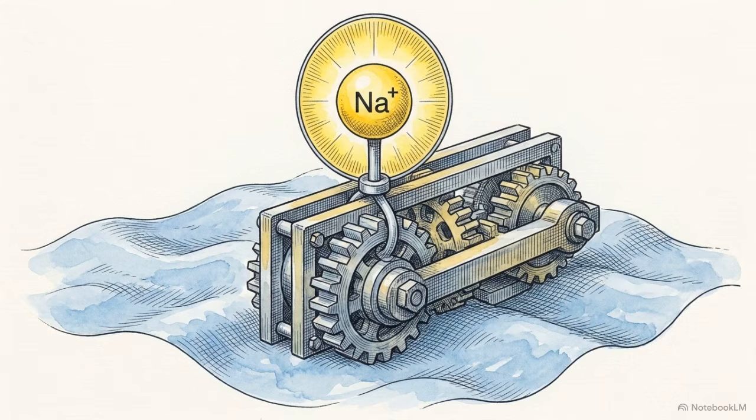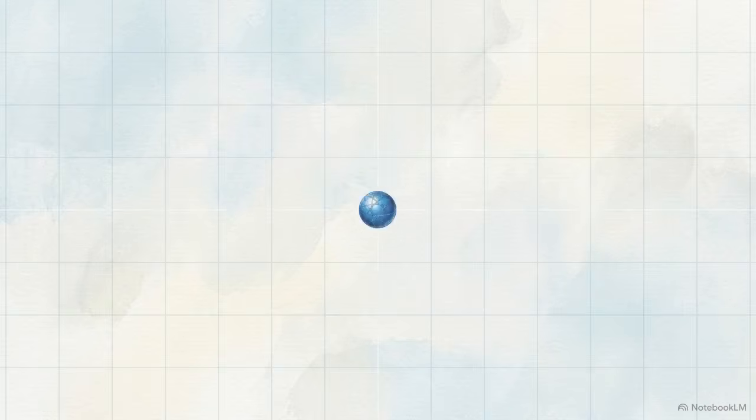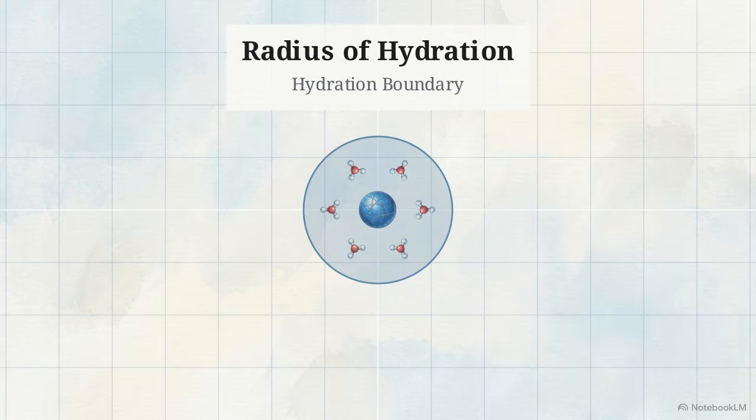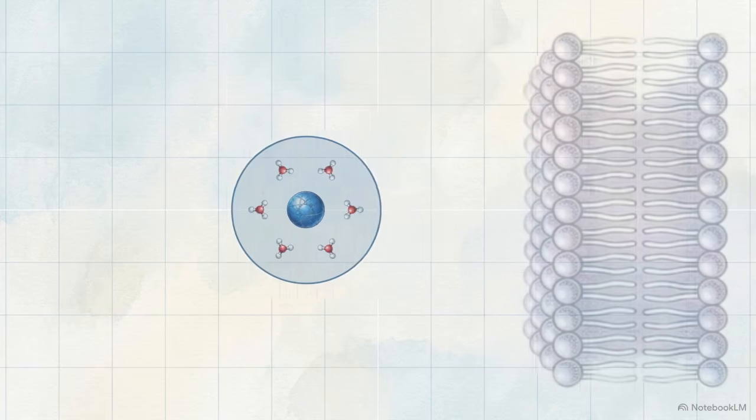It functions as the chief osmotic anchor of the extracellular fluid. Because of its small ionic radius, paired with a single, dense, positive electrical charge, it exerts a powerful electrostatic pull on surrounding molecules. As you can see in this 3D model, a single sodium ion aggressively attracts the negative oxygen poles of surrounding water molecules, pulling them into a tight cluster. This rigid structure is called the radius of hydration.